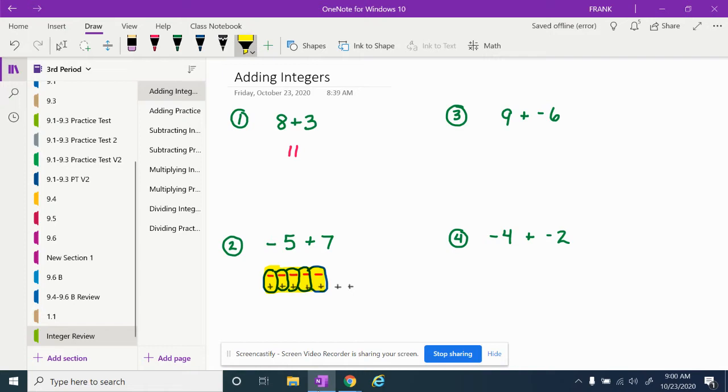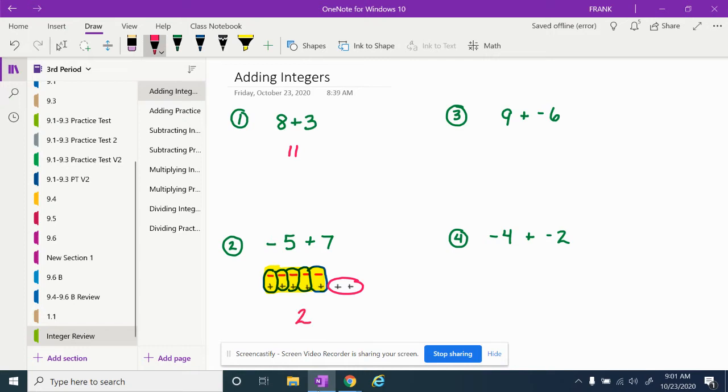So now you just have to see what are you left with. And so if you look at the original problem, you see that -5, I had 5 negatives, I had 7 positives. So it only makes sense that I have 2 positives or at least some positives left over because I have more positives than negatives. And so now I just say, well, how many positives do I have left? I have 2. So my answer is a positive 2.